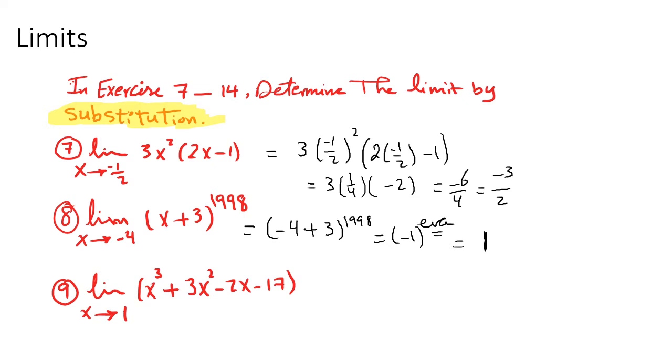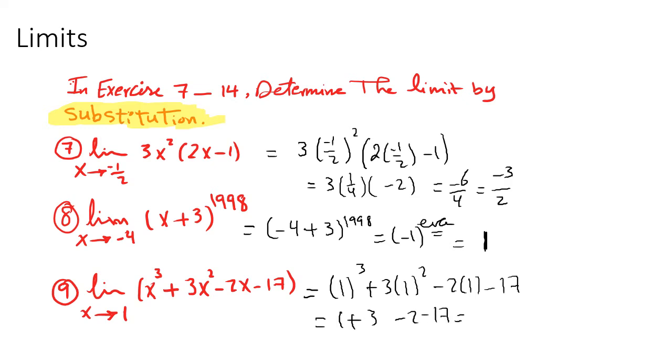Finally, limit of x tends to 1 for x to the power of 3 plus 3x squared minus 2x minus 17. So I'm going to plug x with 1. So it's 1 plus 3 times 1 to the power of 2 minus 2 multiplied by 1 minus 17, which is equal to 1 plus 3 minus 2 minus 17, which is minus 19, plus 4. Minus 19 plus 4 is negative 15.